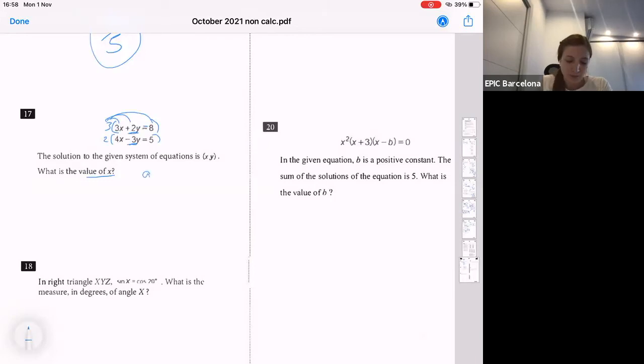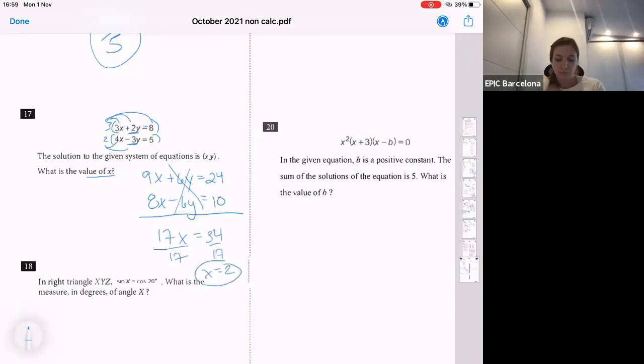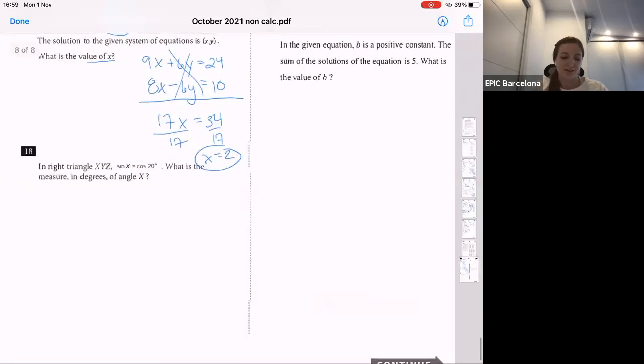So my top equation becomes 9x plus 6y is equal to, remember this gets distributed here too, 3 times 8, 24. And on the bottom as well, 2 times 4, 8x minus 6y, and 2 times 5 is 10. Amazing. So remember, these cancel and we're left with 17x is equal to 34. Divide each side by 17, and x is definitively 2. So crazy and amazing, right?